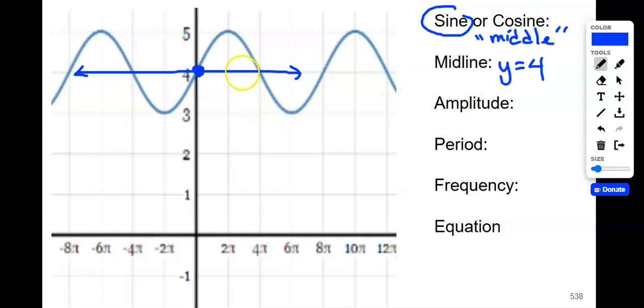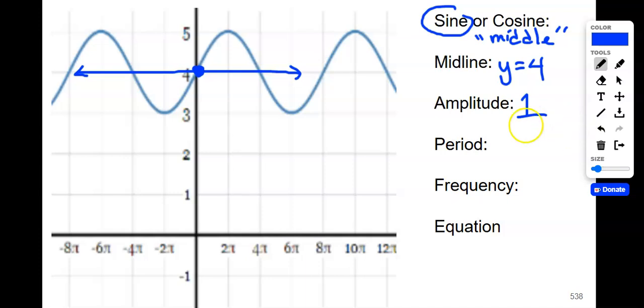Amplitude is real simple. You saw this on the warm-up. From the midline to the top, how many blocks is that? Just one. Same on the bottom, right? Amplitude is how high or low it goes from the midline. Should be the same on top and bottom.